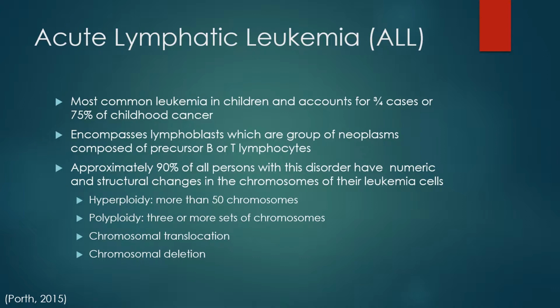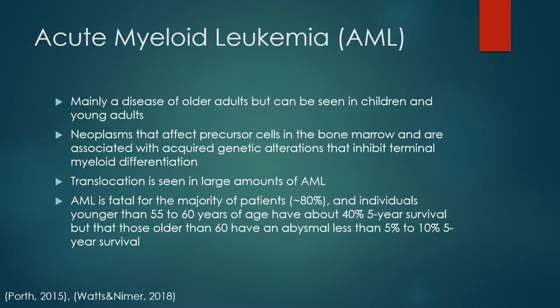Approximately 90% of all people with this disorder have numeric or structural changes in the chromosomes of the leukemia cells, and this dysregulates the expression and functions of the transcription factors required for normal hematopoietic cell development. And there are 4 ways that your chromosomes can vary: hyperploidy, polyploidy, chromosome translocation, and chromosome deletion, which we talked about earlier.